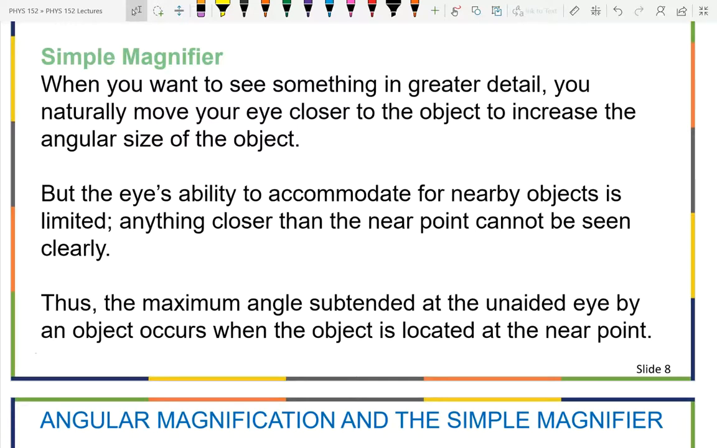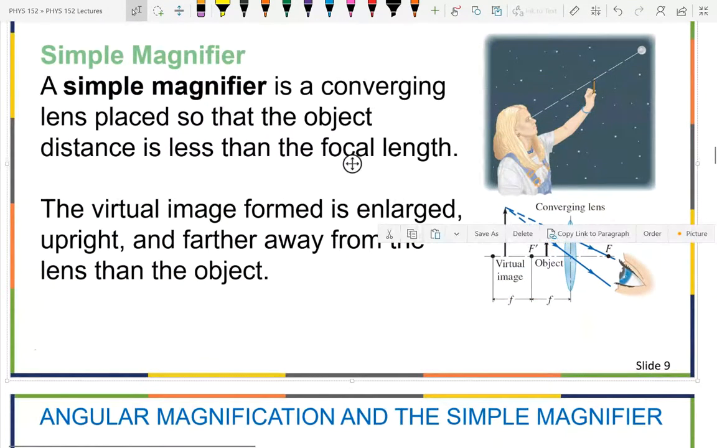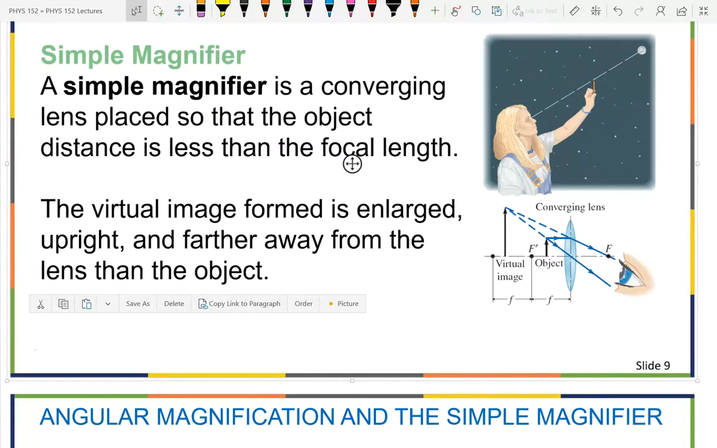Then I'm going to compare it to what I can see if I use a lens that will make a virtual image that I can focus on. So where do I want that virtual image to be formed? If I'm going to use a magnifying lens and I want to magnify as much as I can, where do I want the virtual image to be formed? Would I want the virtual image close to my eye or far from my eye?